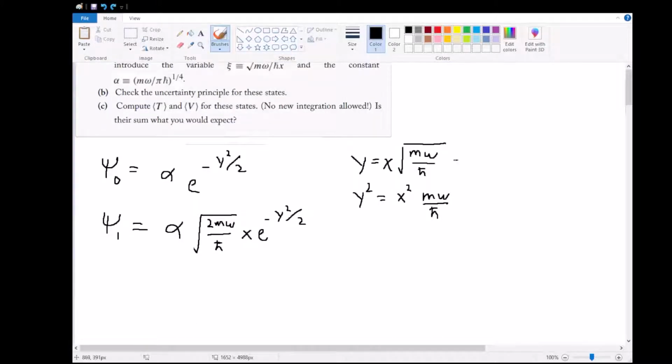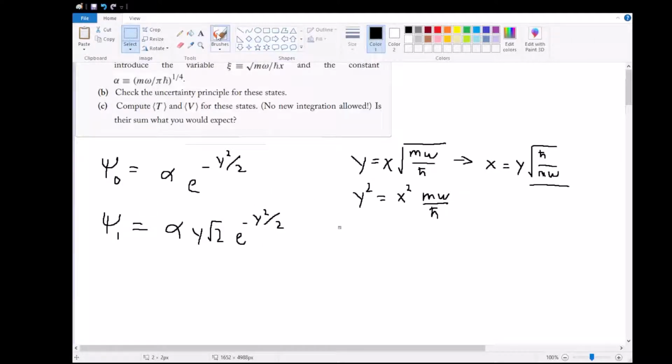So if we switch this around, then we get that x is actually equal to y times the square root of h bar over m omega. If we write it like that, we should immediately see that we have the square root of h bar over m omega and the square root of m omega over h bar, so those automatically cancel. The square root of 2 remains, and we have alpha times y times the square root of 2 multiplied by e to the negative y squared over 2.